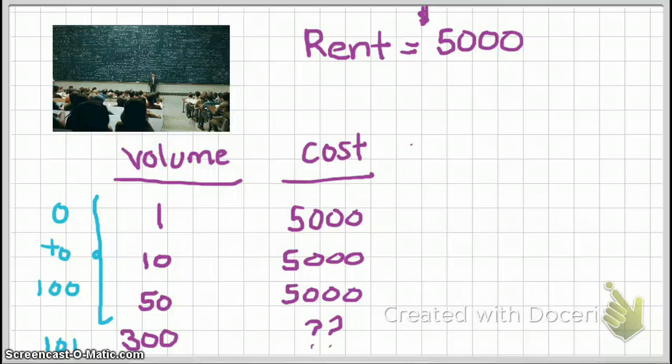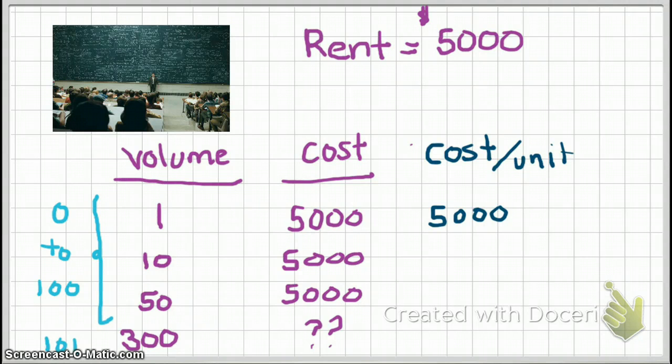Now let's take a look at your fixed cost per unit, which means basically what is your cost per student. If you have one student, your cost per student is your total cost, which is 5,000, divided by your volume, which is one student, it's 5,000. If you have 10 students, your cost per unit comes down to 500. For 50 students, it comes down to 100. So if you notice a trend, fixed cost per unit has an inverse relationship with volume. As volume increases, fixed cost per unit decreases.